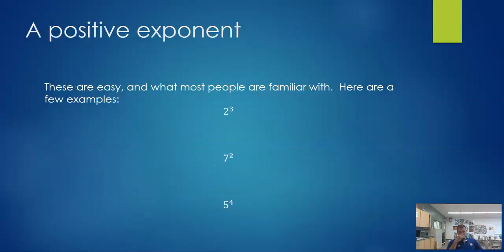And so, as you're hopefully well aware, if you saw something like 2 to the third, really what that's saying is I have 2 times 2 times 2. It's just repeated multiplication. 7 squared would be 7 times 7. 5 to the fourth would just be 5 multiplied by itself 4 times. This is the type of exponent that most people are familiar with. This is the type of exponent that most people don't have a problem with.